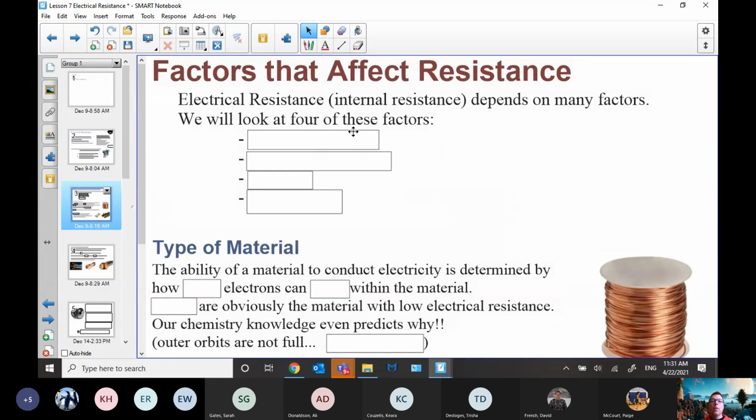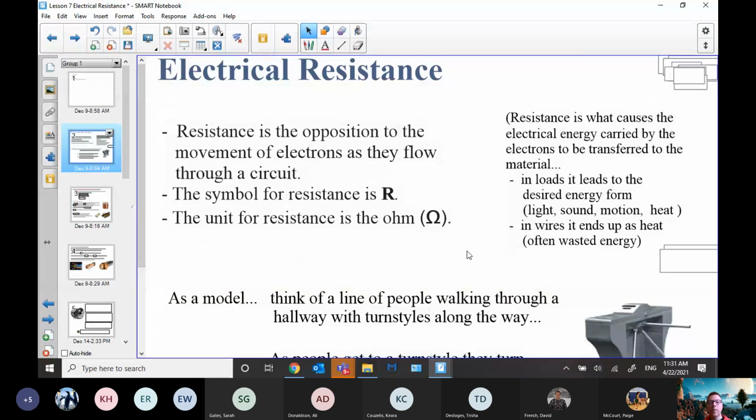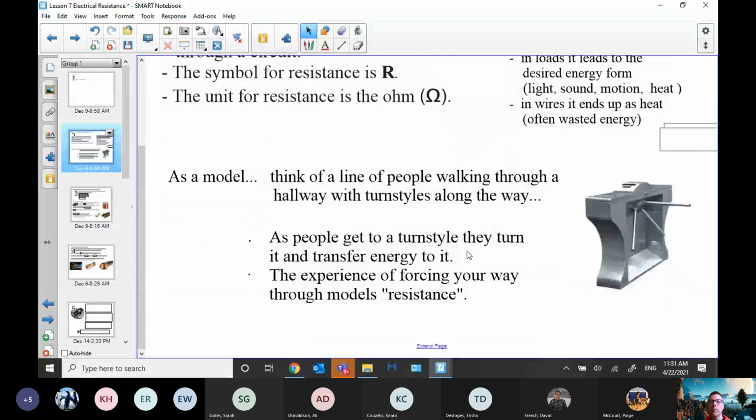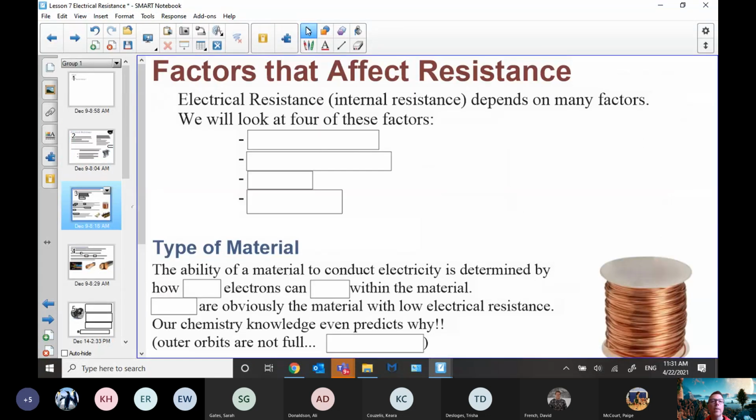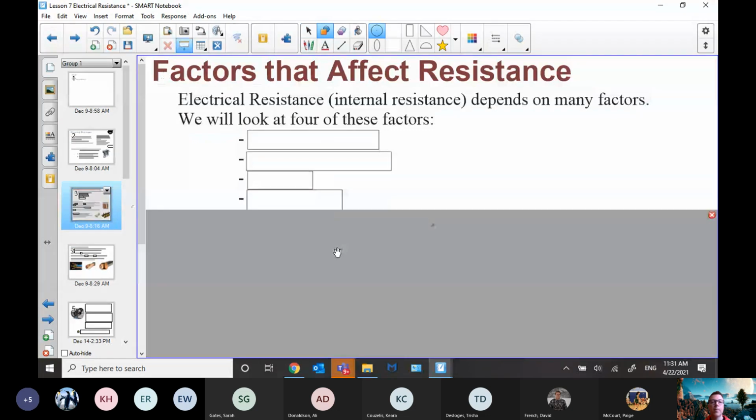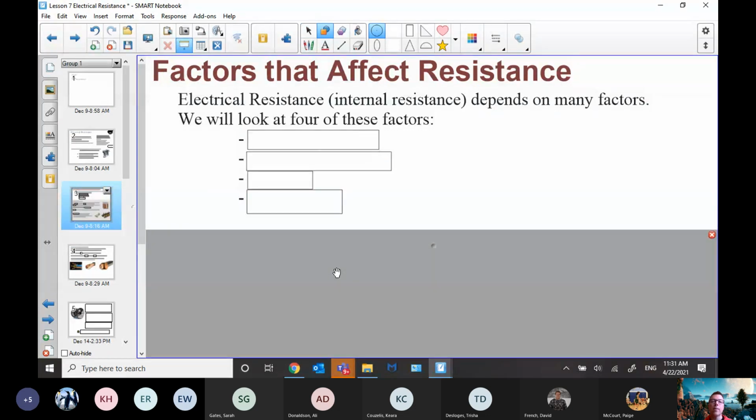So, factors that affect resistance. What could Electrolux, the old vacuum we have, have done with the wire to make it so it wouldn't heat up? Any guesses? What could they do with the wire so that it doesn't heat up like it does? What are some factors that affect resistance? They could have made the wire blank. Type of material it's made of? Yeah, you're observant. Good job.